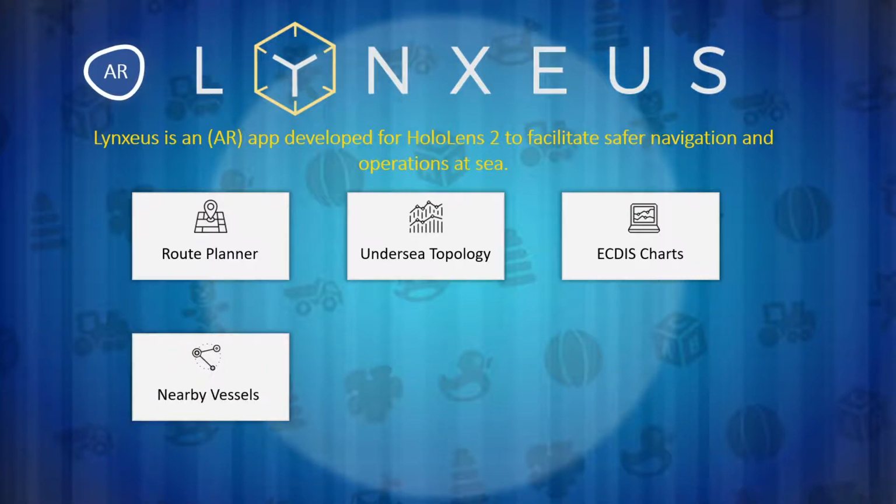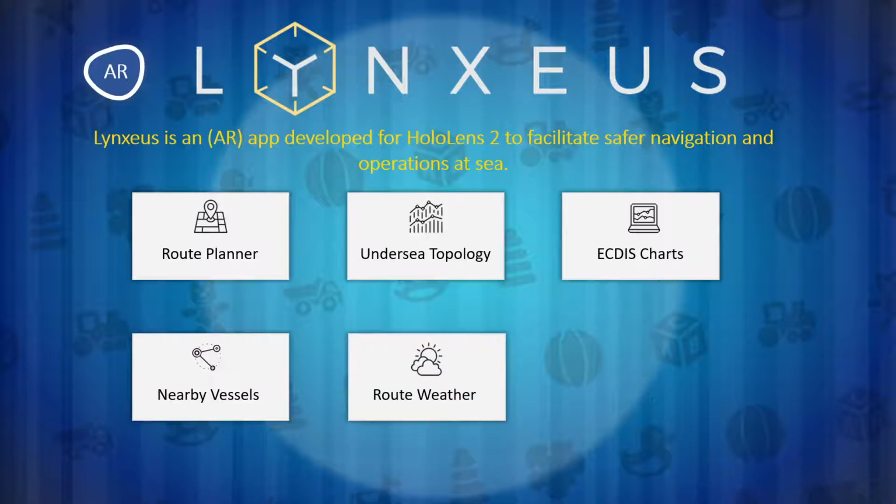Next feature is nearby vessels. So this feature allows us to see other vessels and information about them even when they're not visible to the naked eye. So this is very useful in cases when, for example, we have bad weather like fog or storm or rain, or even at night when the visibility is very low.